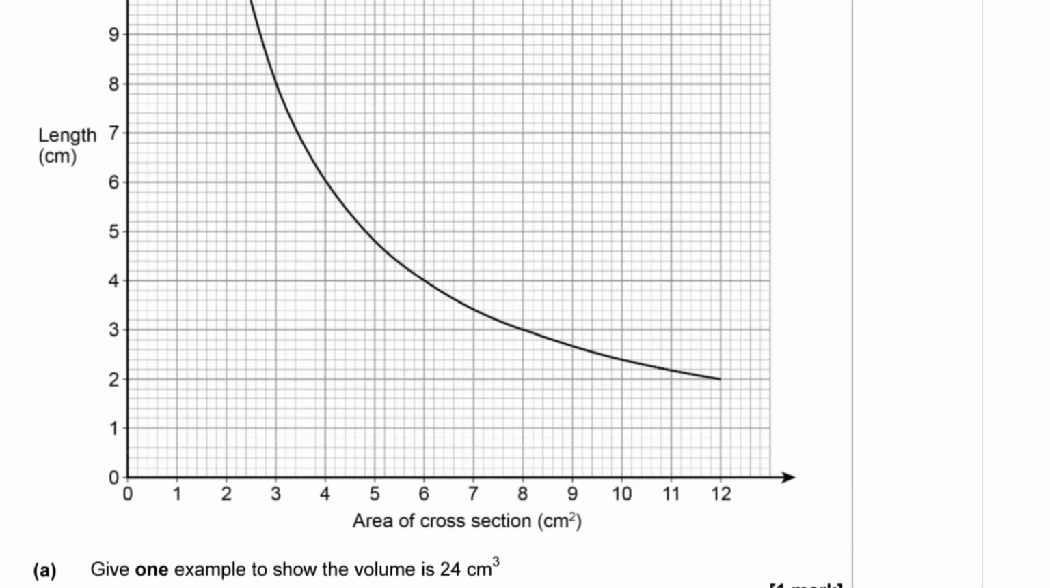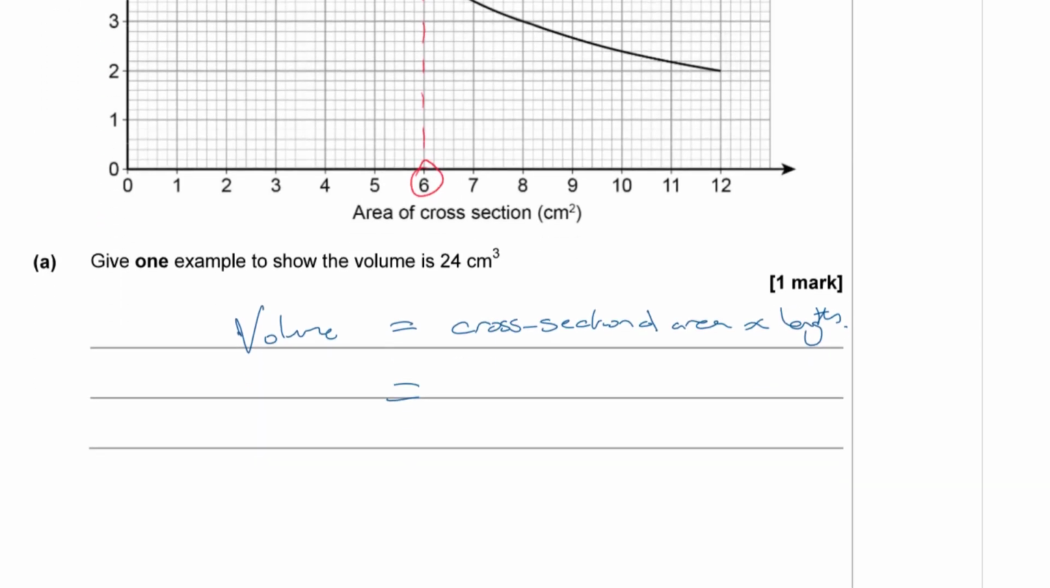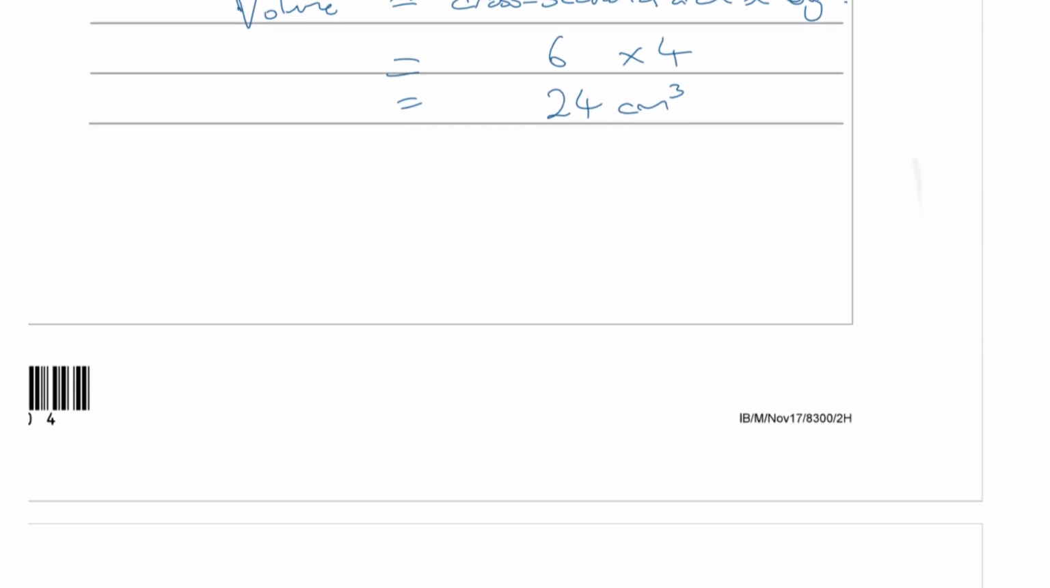So let's take this point here on the graph because it's got nice easy points to read. So look, reading down from there, I can see that the area is 6, and reading across the length is 4. So taking my area of 6 and my length of 4 and multiplying them together, you can see that does give 24 cubic centimeters.